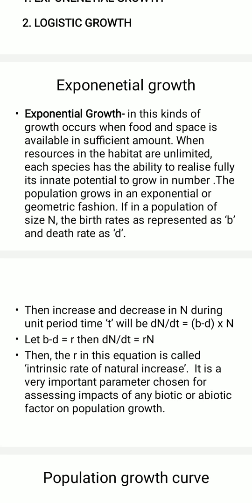It is a very important parameter chosen for assessing the impact of any biotic or abiotic factor on population growth. That is, if the number of individuals of other existing species surrounding it increases or decreases, or abiotic factors like availability of food or light for plants, space for their survival, soil pH for microorganisms or some soil dwellers like earthworms, etc. Hope this is very clear, and the graphical representation I will come to later.